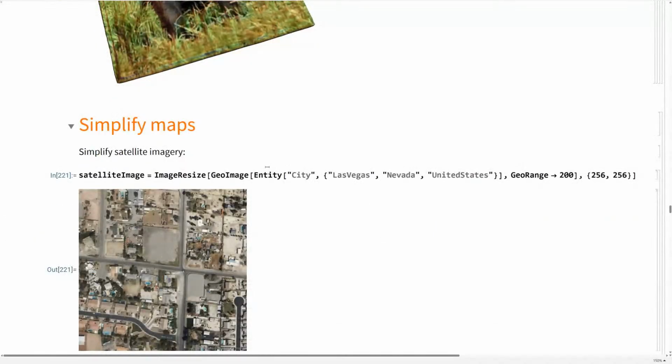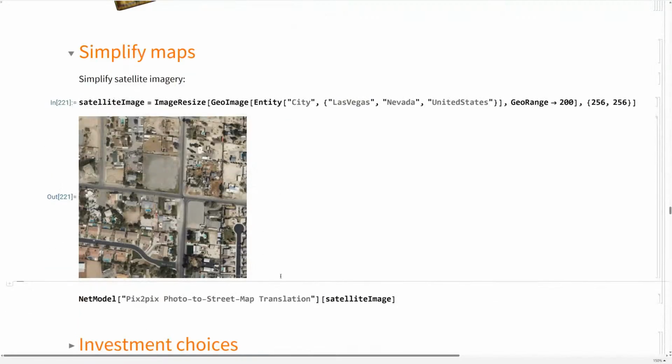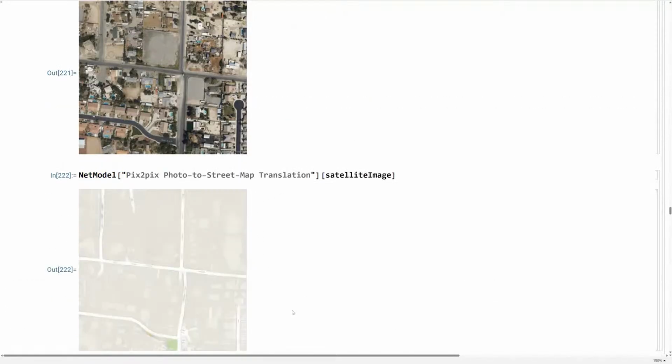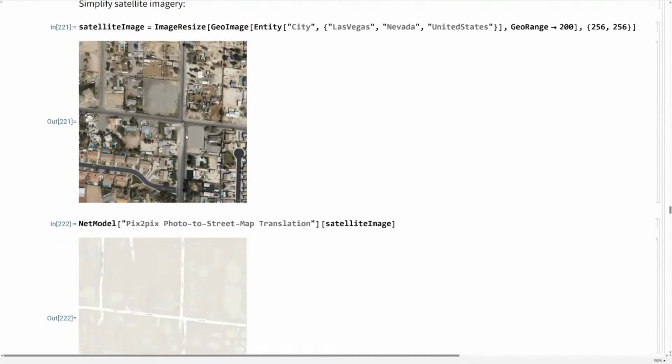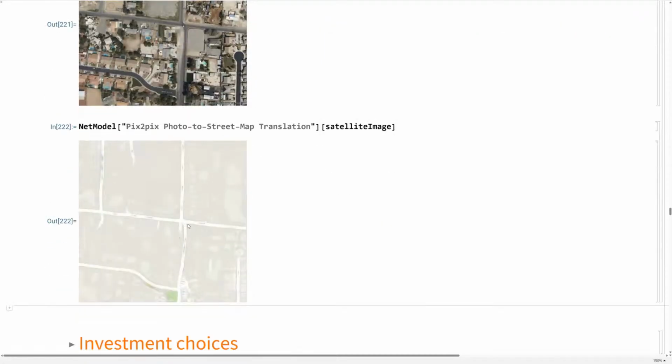We can do a satellite image and make it into the map style, which yeah, here as for our human eyes, we can see the intersection looks a little bit out of line, but here for a machine, it will just be a little bit harder to comprehend.